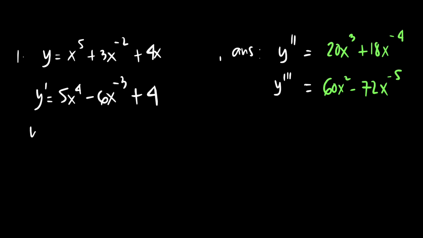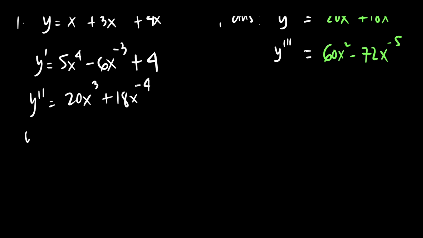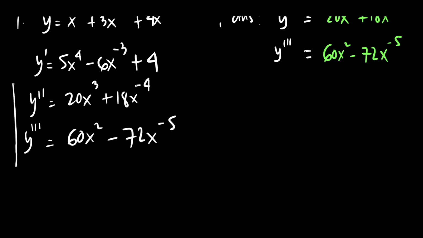So y double prime is just equal to 5 times 4, which is 20x cubed plus 18x. So negative 3 minus 1 is just equal to negative 4. So for the third derivative, we have 60x squared minus, so 18 times 4 is just equal to 72 x raised to the power of negative 4 minus 1, which is negative 5. So these are now our final answer.